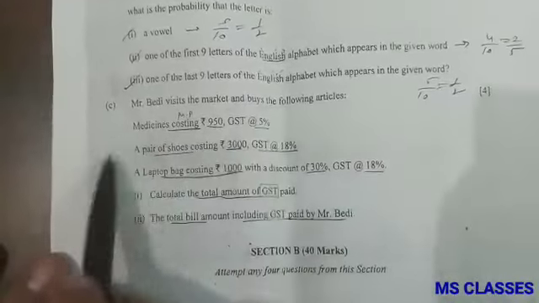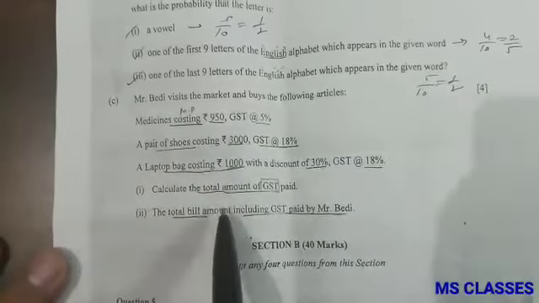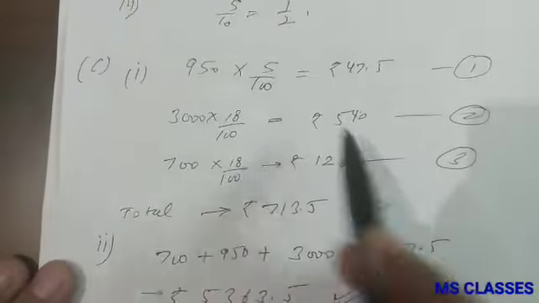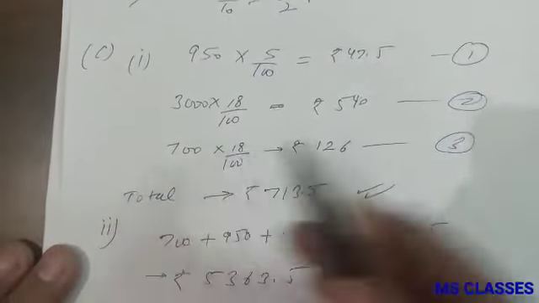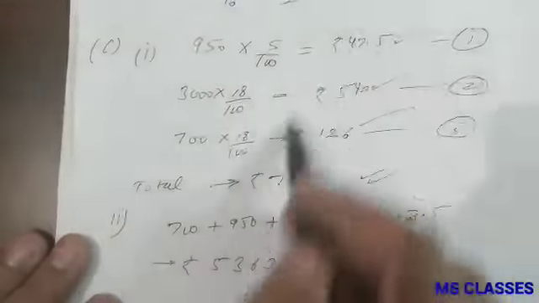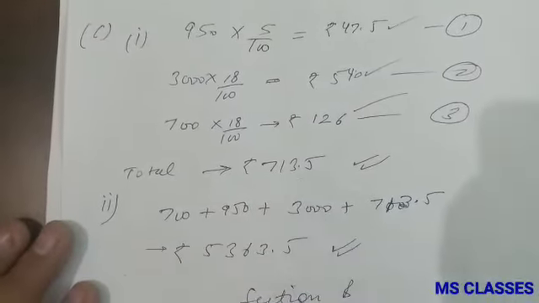Next, in this we have to calculate the total amount of GST paid. As you can see, for all these three items, we can find the GST, which is 5%, 18% and 18%, which is coming this. So if you add all, you get 713.5.